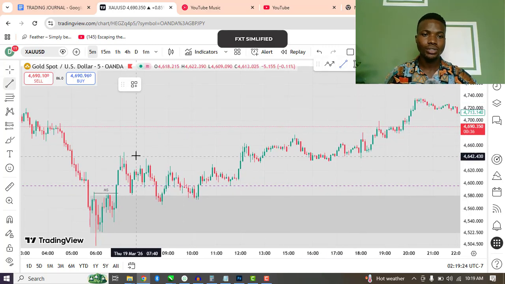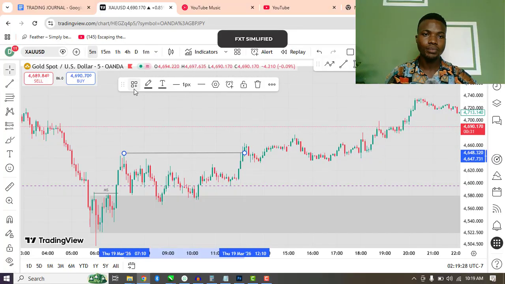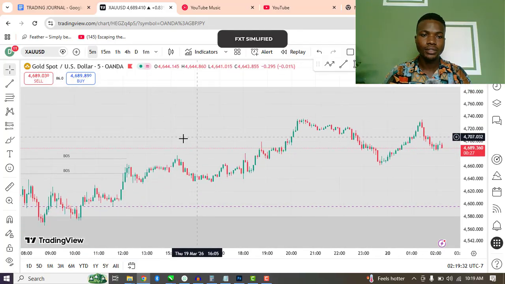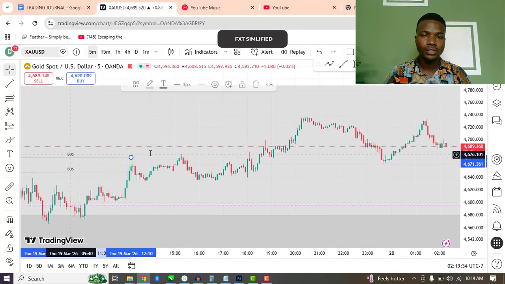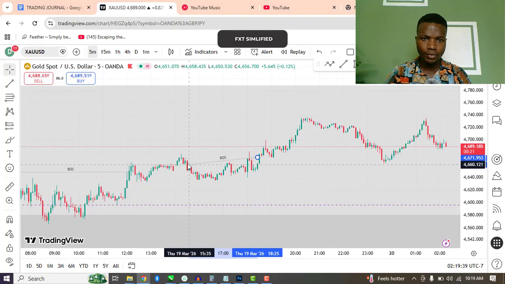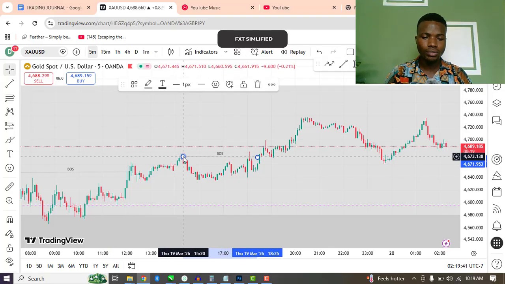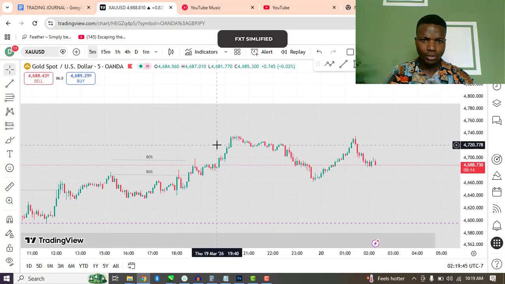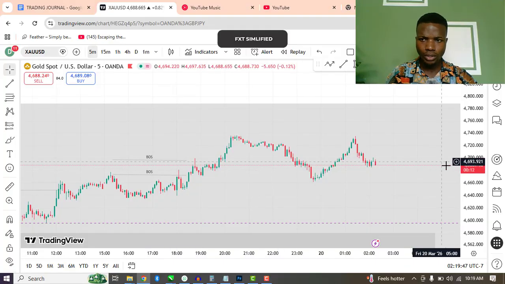My break of structure will start from this level here. This is a break of structure to the upside. Then this is another break of structure to the upside, and another one. After this one, where is our last break of structure?